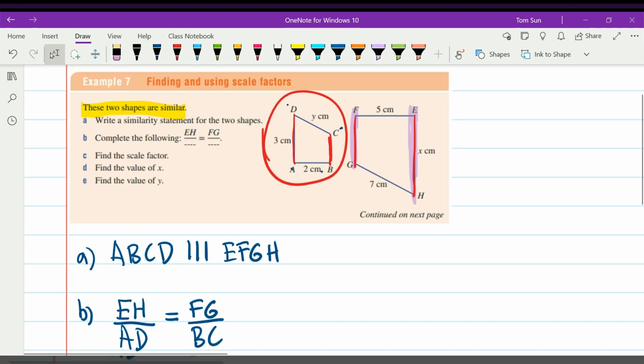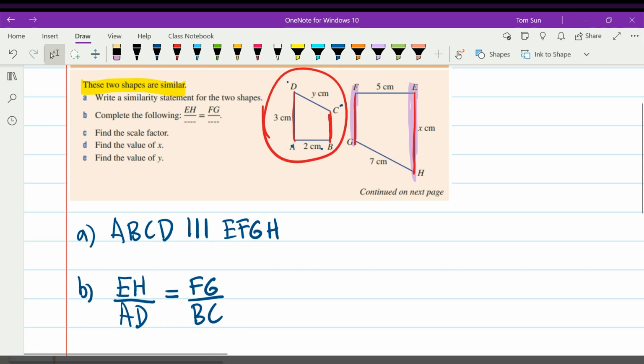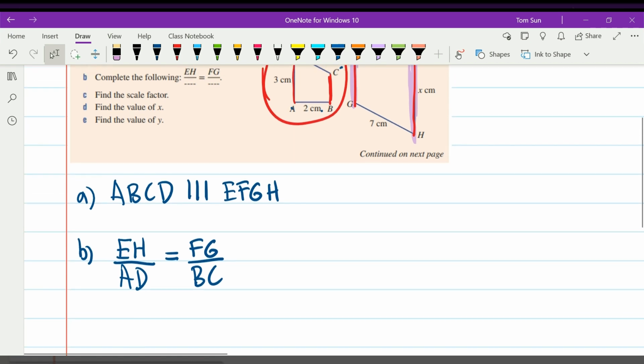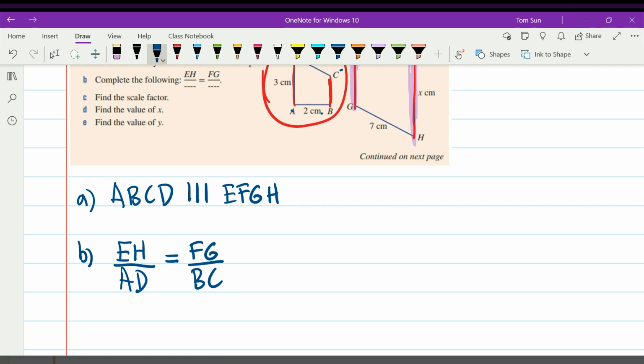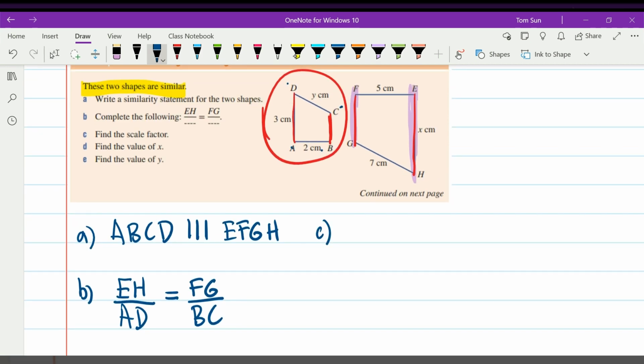We've now written a proportion statement where, by going to the two similar sides, we're saying that these two will be equal to each other because the proportion or the ratio are the same in similar figures. We'll do question C, and you can see more of what's going on when we do question C.